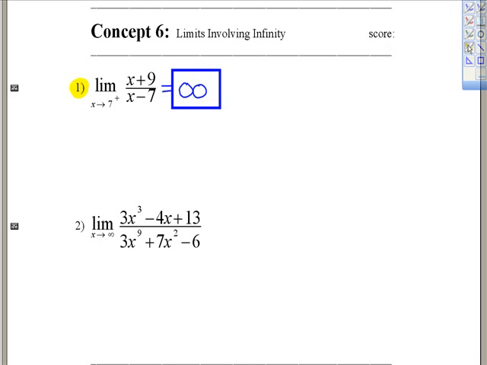Number 2. Number 2 gives us the limit as x approaches infinity of (3x cubed minus 4x plus 13) all over (3x to the 9th plus 7x squared minus 6). What do we need to look for here? What's the key on this problem? We're going to infinity. The powers, yeah. We've got a cubic in the numerator and a power that's 9 on the denominator.